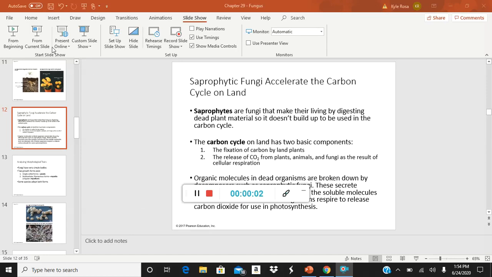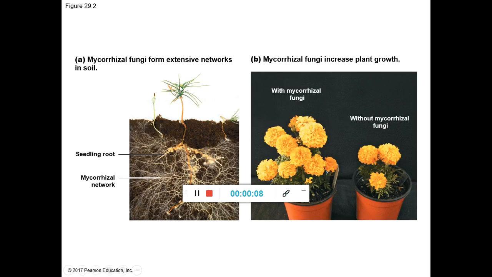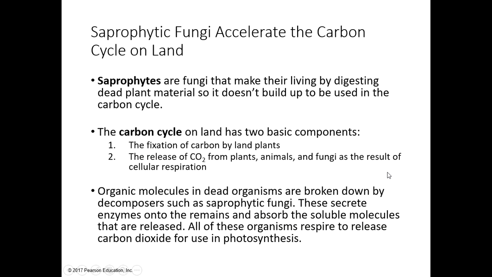Okay, continuing with chapter 29 on fungus. So in the last lecture, we wrapped up here, talked about how those mycorrhizal fungi can benefit some plants, and without them, we see significantly stunted growth in others. So another type of fungi that really substantially benefits the ecosystem are these saprophytic fungi, and what they do is they really substantially accelerate the carbon cycles.